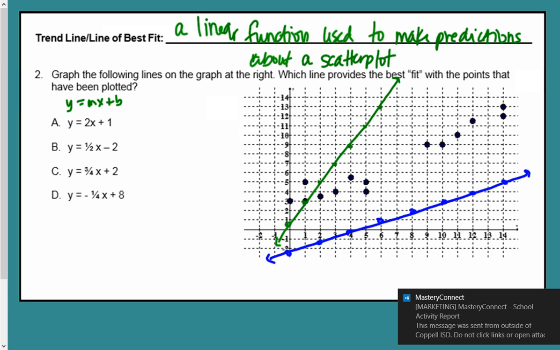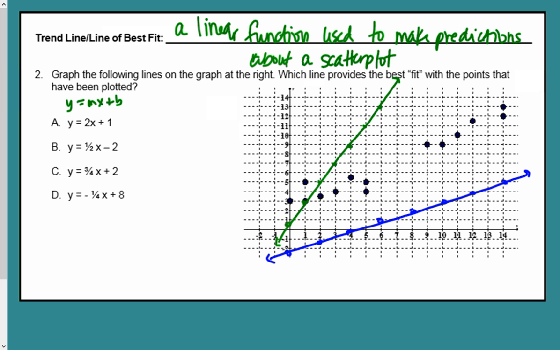Does this line best fit that data? Well, I will say it's got a better slope in the sense that it's flatter, but it's too low, right? This would be better if we just shifted it up to match all those points that are already up there. So I'm thinking B is out. Okay, 3/4 x plus 2. So let's try this one.